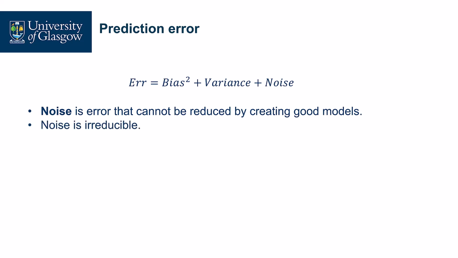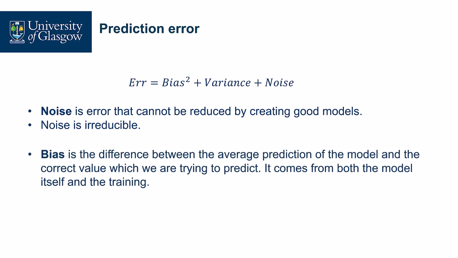But what we can do is improve the bias and the variance. So let's see the definition of them, and then we will explain it in more detail. Bias, we said, is the difference between the average prediction of the model and the correct value, right? The real value versus the predicted value, the average difference of that. We call it the bias. So bias is affected by 2 factors. First, the model itself, and the second is the training.